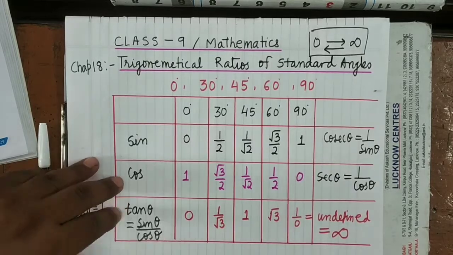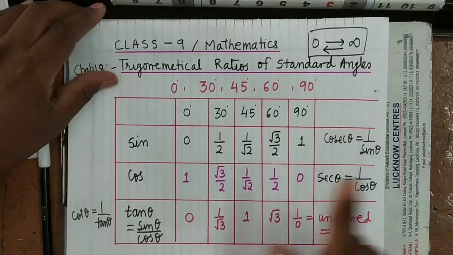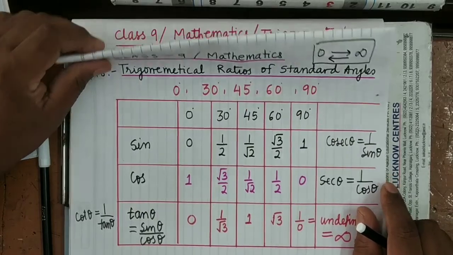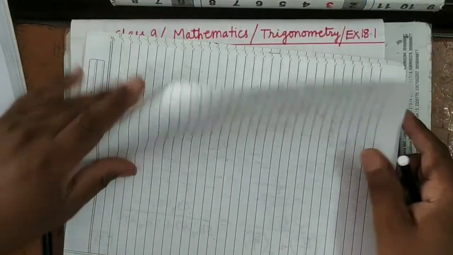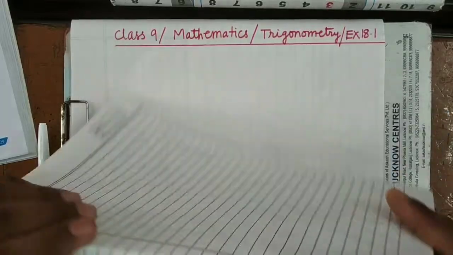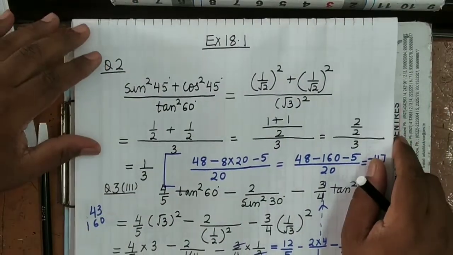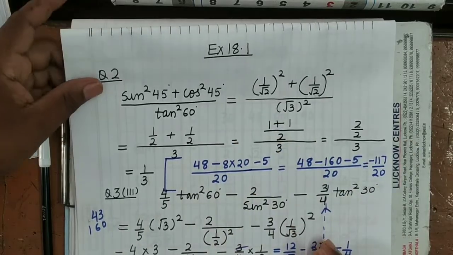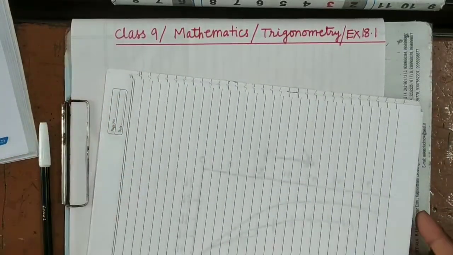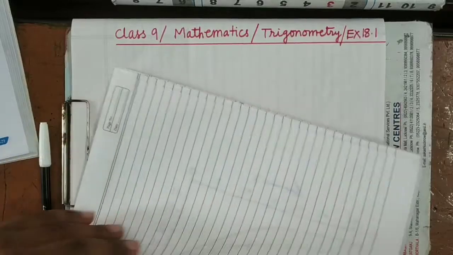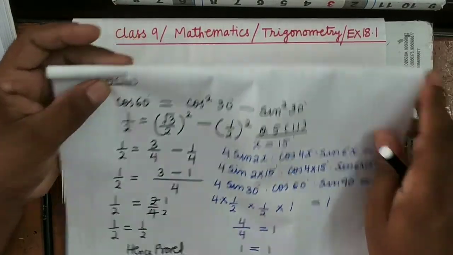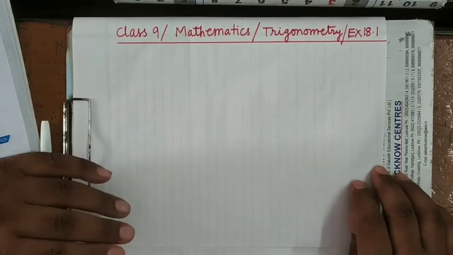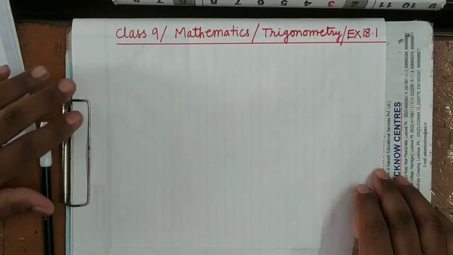Then yesterday I explained some questions based on these values. There were some trigonometrical equations and expressions, and you had to find the values of those trigonometrical expressions. I have done this in the video you have seen. Now I am going to take some other questions based on this.